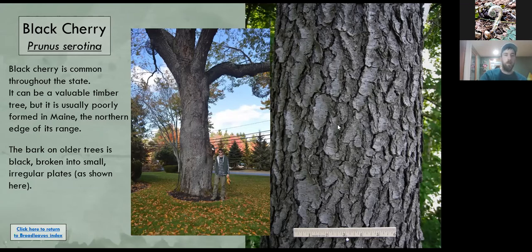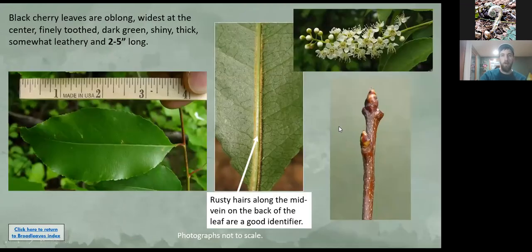But that being said, it still has a tremendous amount of value, especially to wildlife. It produces crops of cherries every year that are valuable from everything from songbirds to black bears. It has a classic elliptically shaped leaf with a somewhat leathery top side. And on the bottom, along the midrib of the leaf, it has rusty hairs, which is a good way to help you identify it.